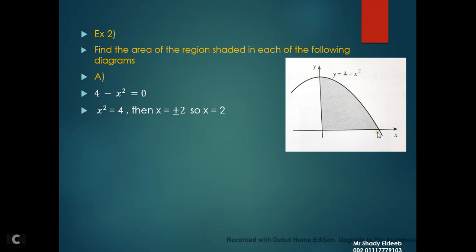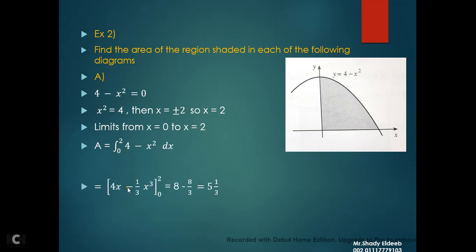But we have here the positive part only. So x equals negative 2 is in the negative part. We need only x equals 2, because this is positive x. Now we know the limits are from x equals 0 to x equals 2. Now everything is easy. You find the shaded region by integration. Integrate from 0 to 2, 4 minus x power 2.